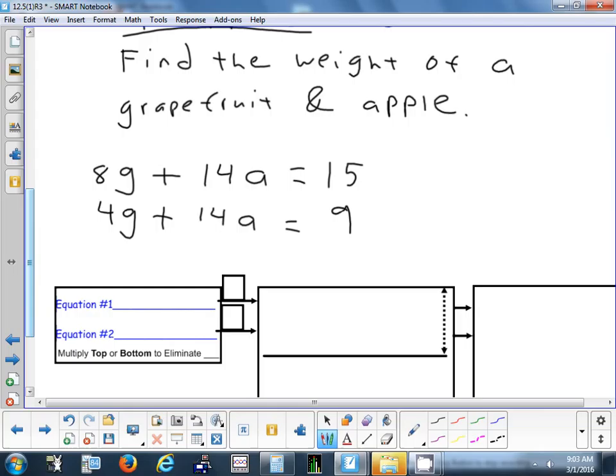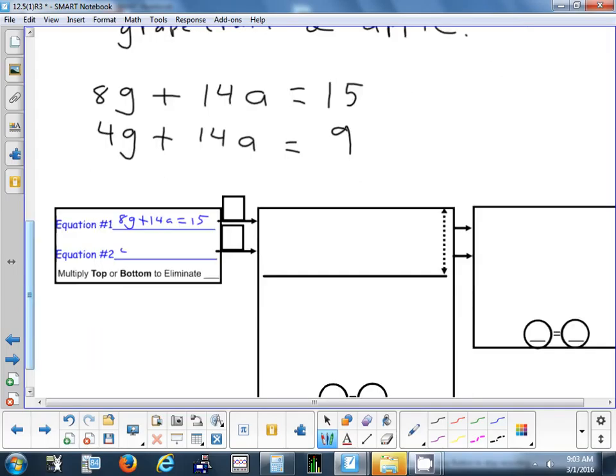All right, so now I'm going to copy my equations into the box so we can start using the template. 8G plus 14A equals 15. Just try to squeeze it in. I know it's a little small. 4G plus 14A equals 9. All right, so what would I have to multiply one of my equations by, and it would make something opposites? This is actually going to be like the first case.